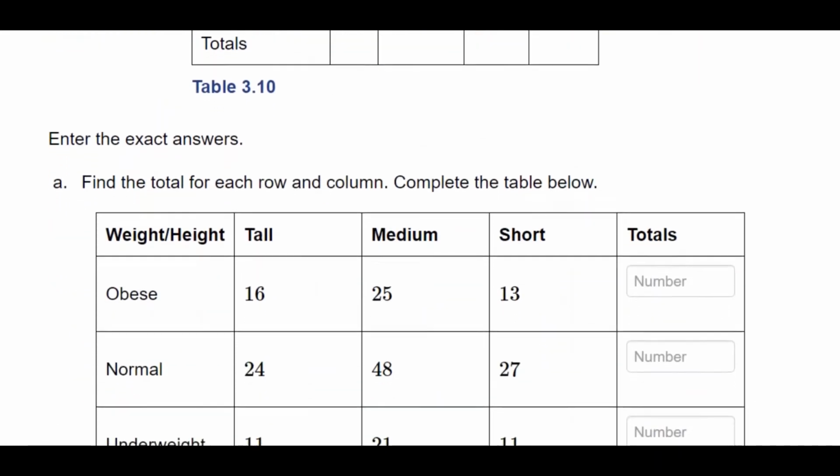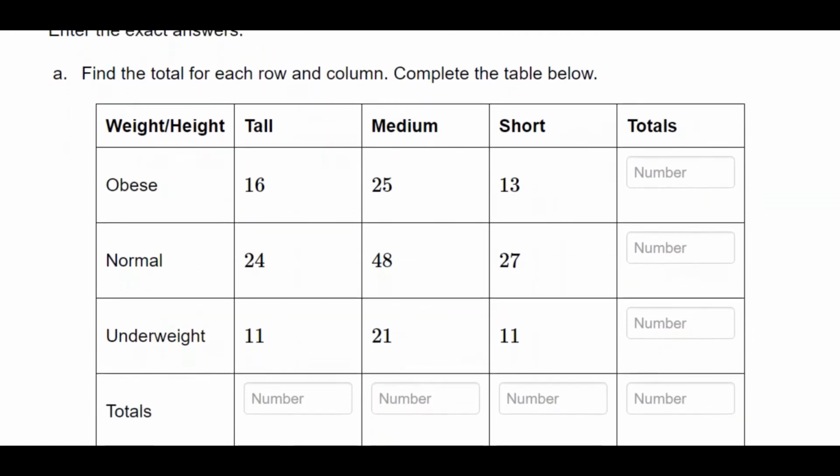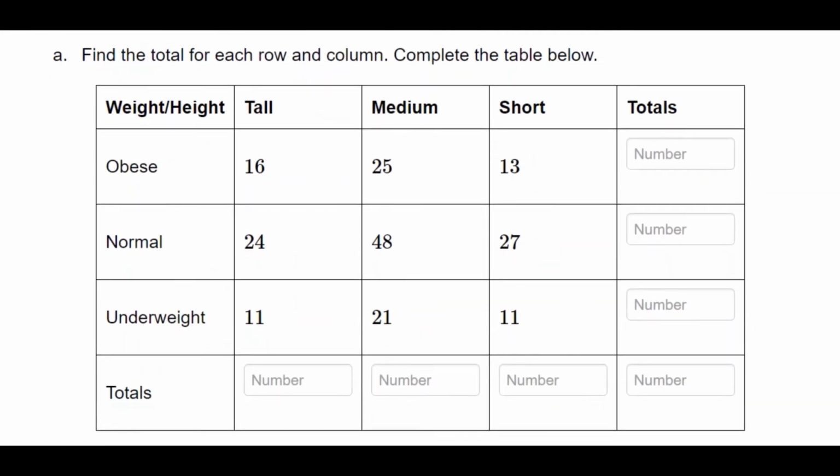And we need to find the exact answers required in the table. So for example, we have to find the total of the first row, which represents obese people who are overweight, and 16 of them are tall, 25 of them are medium, and 13 of them are short. So the total number would be 54.